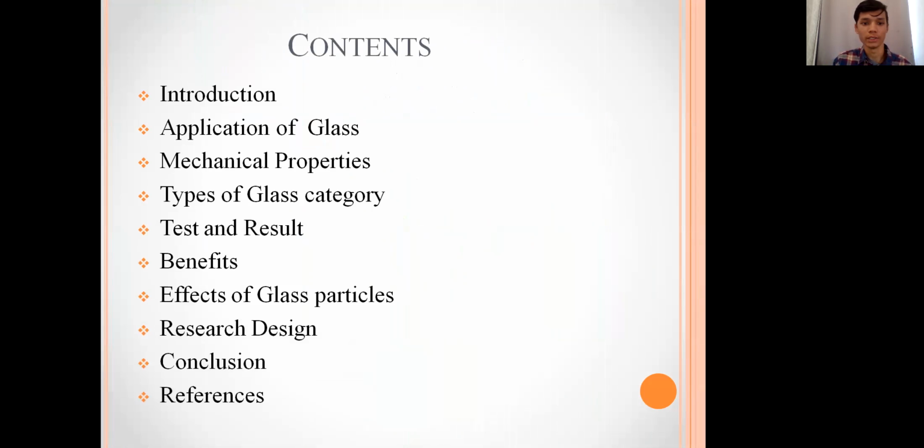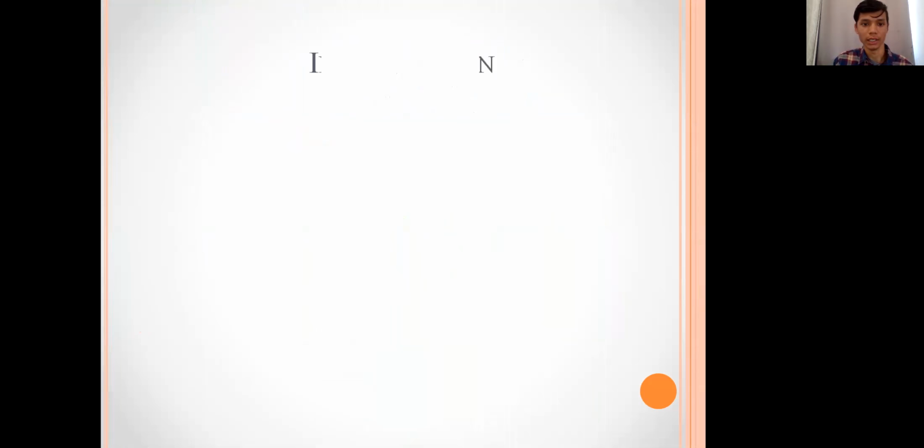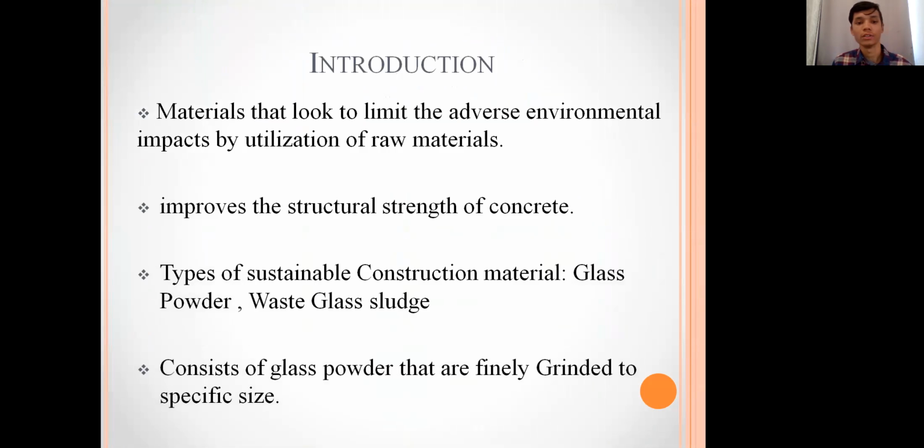So this is the table of contents that I'm using. The next slide is the introduction. Sustainable construction materials are materials that look to limit the adverse environmental impacts through the utilization of raw materials. It also improves the structural strength of the concrete.